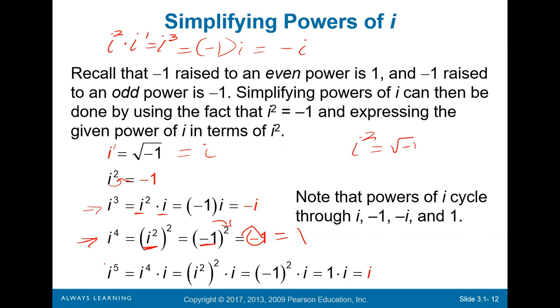Okay, so now i to the 5th is i to the 4th times i to the 1st, because I know if I add those two together, it gives me the 5 back. i squared is -1 times i. And then 1 times i gives me my i. You notice it's going to repeat. So that means i to the 6th would be -1, i to the 7th would be -i, i to the 8th would be 1. So it's just repeating itself.